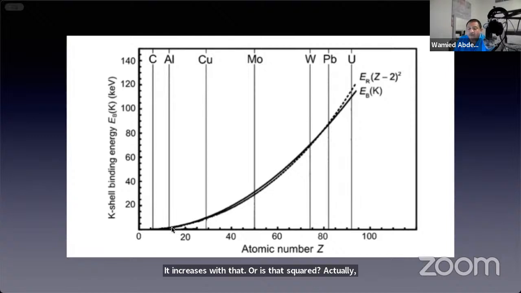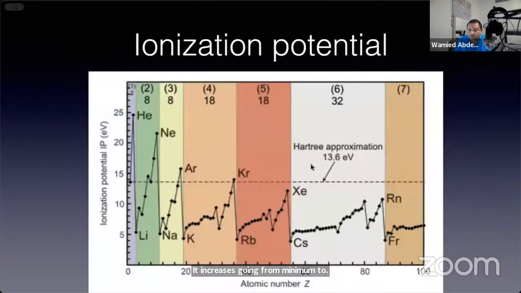It increases going from minimum to, look at this curve. Whereas this curve for an outer shell, they're roughly almost the same. It doesn't change, it doesn't matter what the Z is. We know it's around a few electron volts. We cannot state, for example, that as Z increases, the ionizing potential is increasing. This is wrong. We can state that as Z increases, the binding energy of the K shell increases, and it's proportional to Z squared.